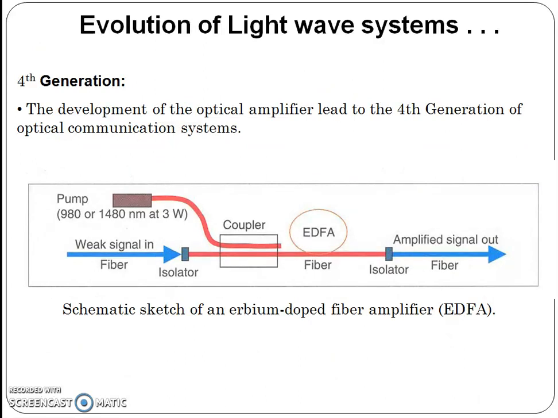Then fourth generation of light wave systems. The development of the optical amplifier led to the fourth generation of optical communication systems. By using optical amplifiers, we can have optical signal with optical amplification, so no more electro-optical conversion, and so information carrying capacity could be improved, and then repeaterless distance can be enormously increased. So the major breakthrough in the evolution of light wave system is optical amplifier, especially EDFA, which refers to erbium doped fiber amplifier.